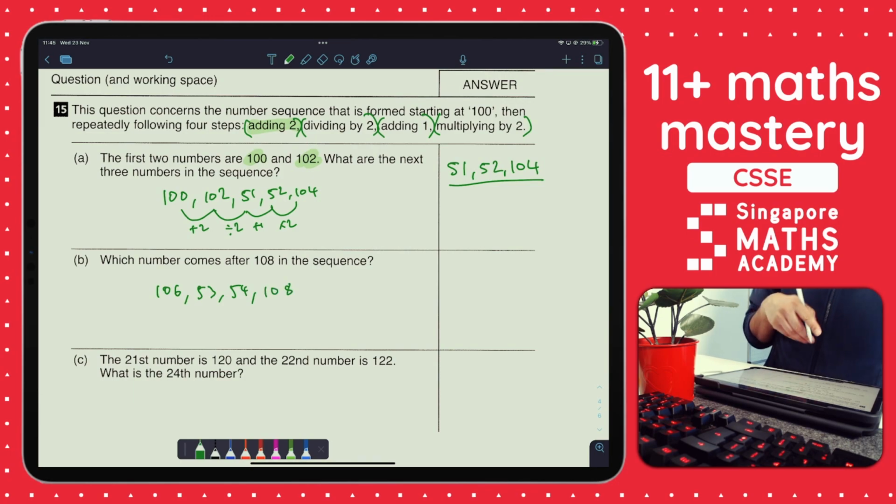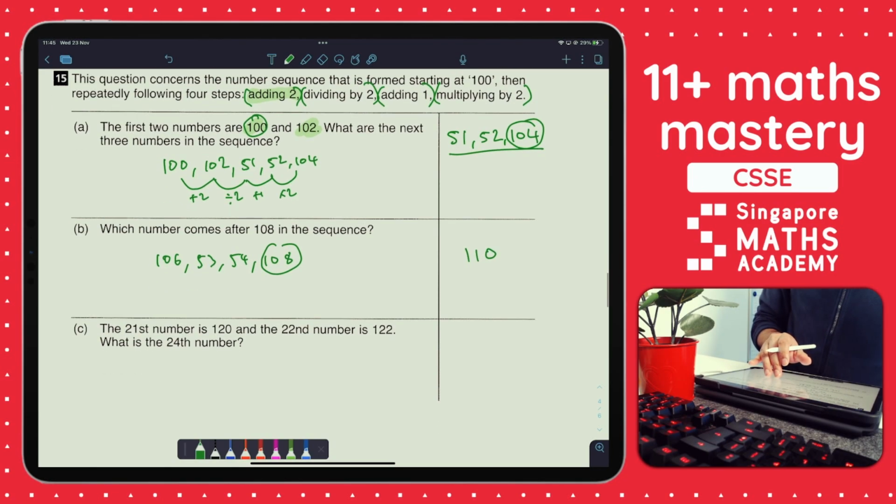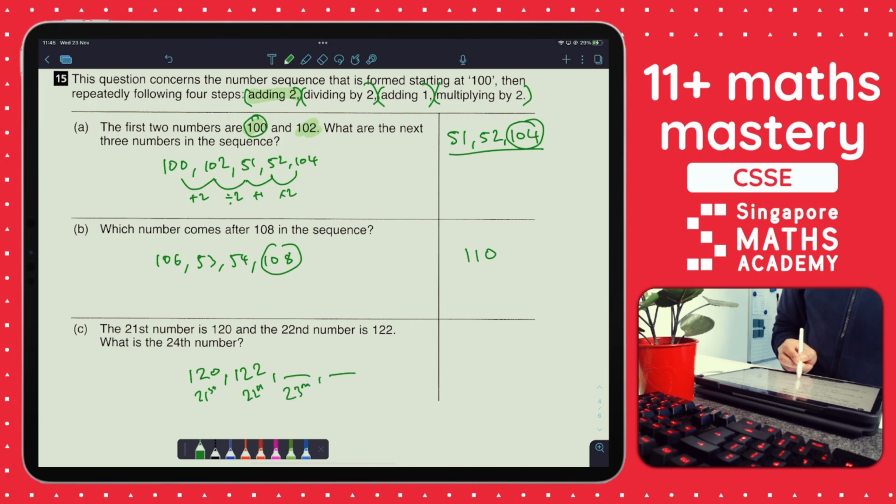And so it seems like we're adding 4 on, 100, 104, 108, after every 4 terms, right? And so the next one after 108 is just going to be adding 2, which is going to be 110. 21st number is 120. So you've got 120. 22nd, 122. So we've added the 2. What is the 24th? So 21st, 22nd, 23rd, and then 24th.